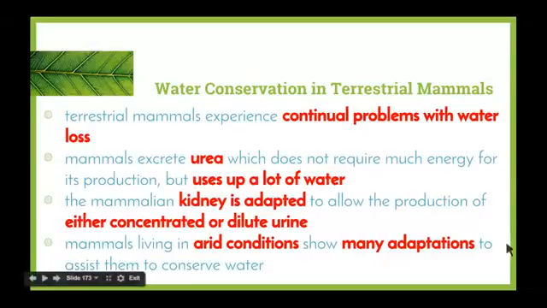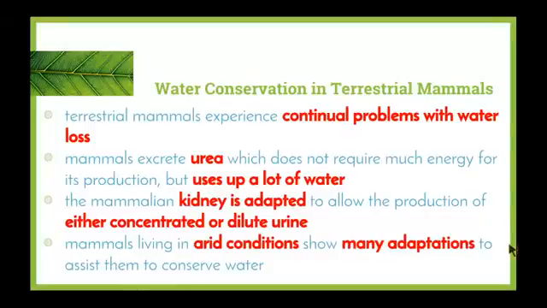So water conservation in terrestrial mammals, we've talked about this quite a bit, but again, we'll just cover it off to make this dot point. Terrestrial mammals experience continual problems with water loss. Obviously being in a terrestrial environment, we don't always have a constant supply of water. So we're always needing to make sure that we're not losing too much water and we're not going long periods of time without replacing it.